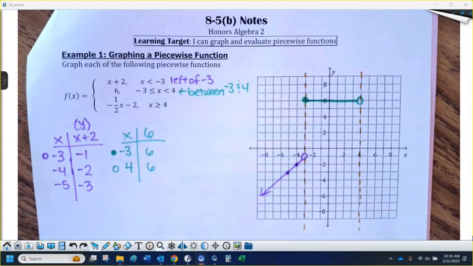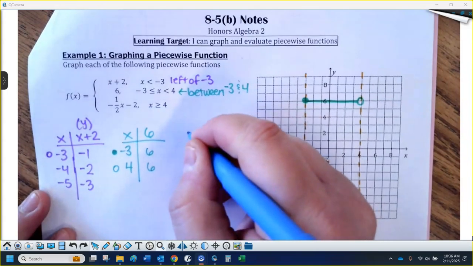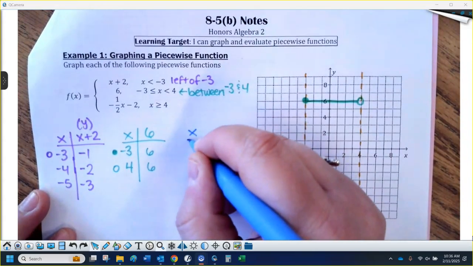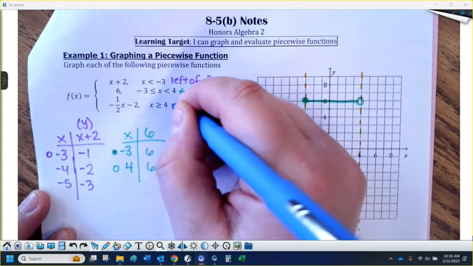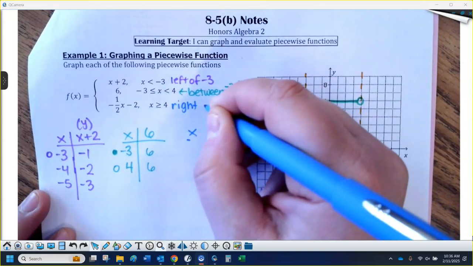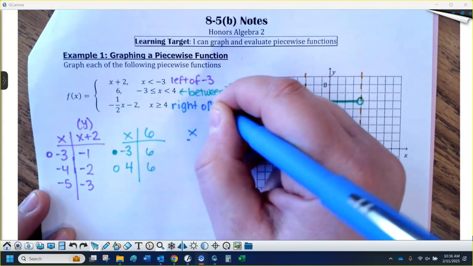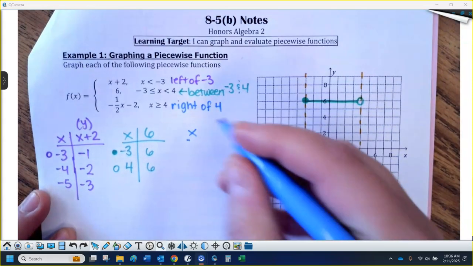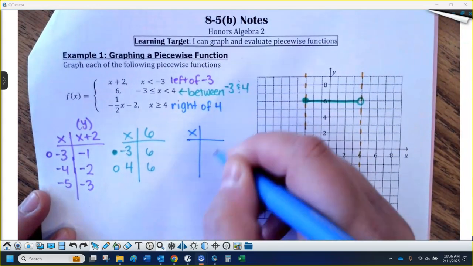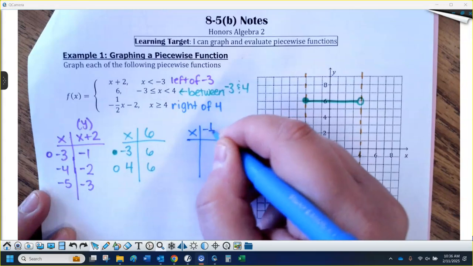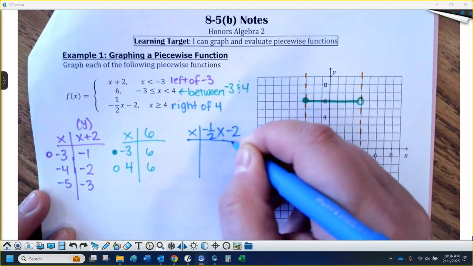All right, and then our third piece here is going to be... I'm going to ask you a question on this one to make it easier. Okay, this third one, we're going to have x values right of 4, so greater than or equal to 4. So I'm going to set up a little table again. Do -1/2 x minus 2 here.